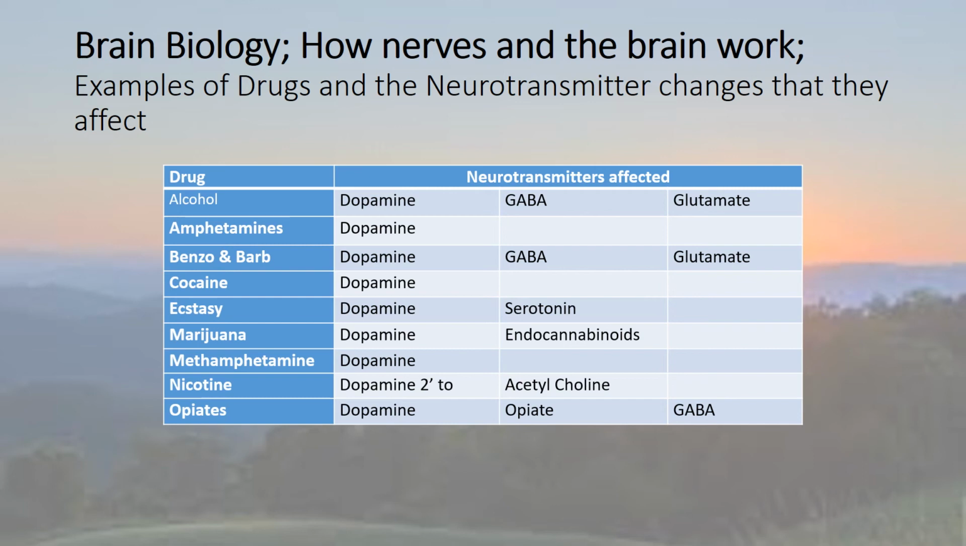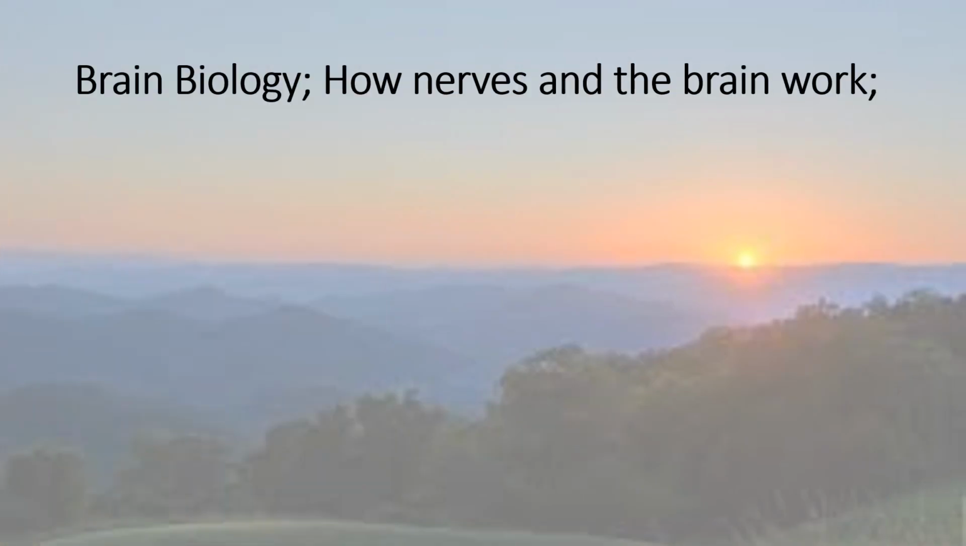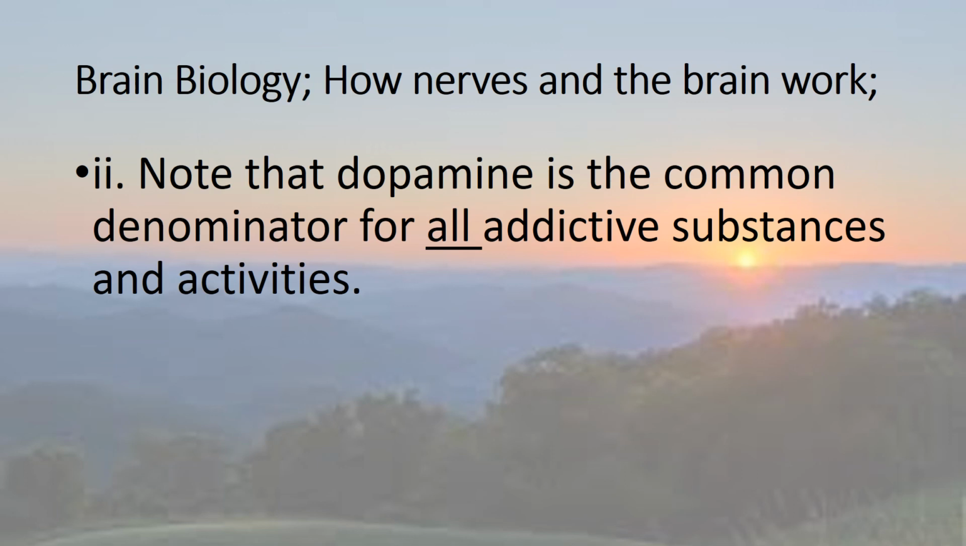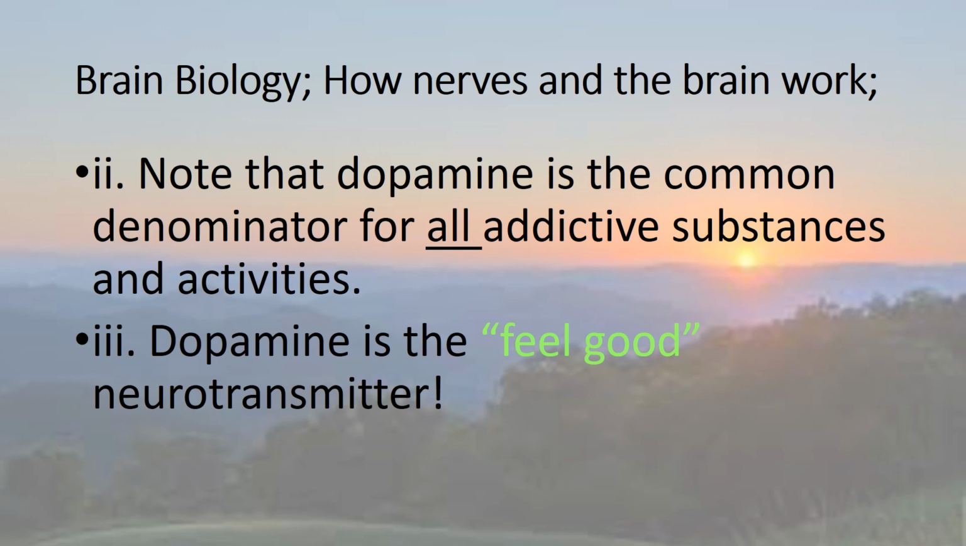Ecstasy affects serotonin. Marijuana contains endocannabinoids, which have effects in different parts of the brain. Nicotine affects acetylcholine. Opiates react with opiate receptors and the GABA receptors. Note that dopamine is the common denominator for all addictive substances and activities. Dopamine is also known as the feel-good neurotransmitter.